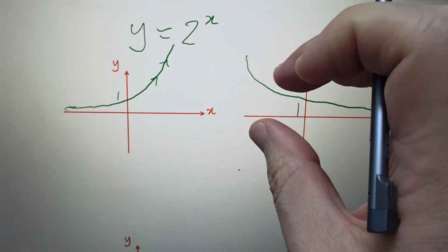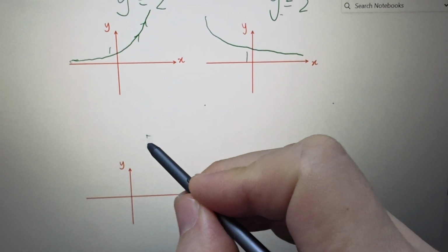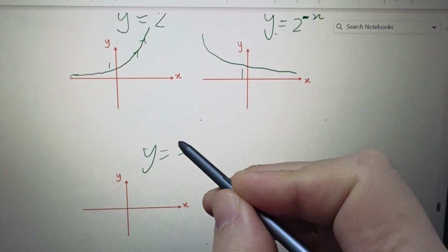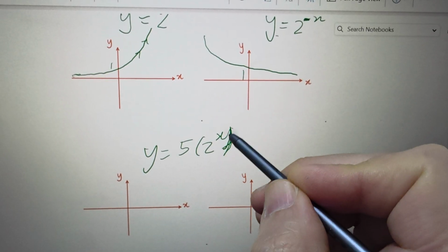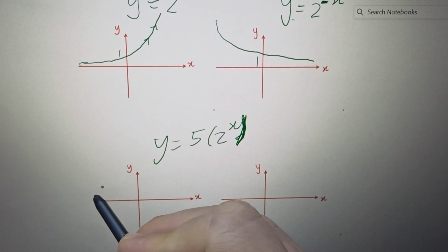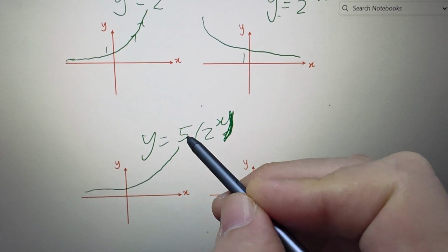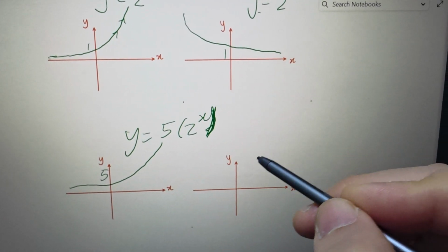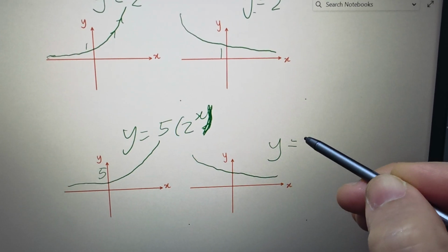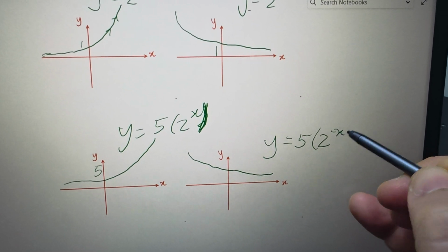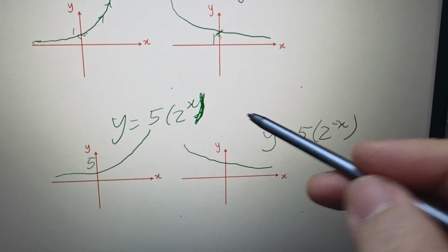But if there is another number, like y equals 5 times 2 to the power x, then the aeroplane graph is still aeroplane taking off. But instead of it being 1, it will be 5. I'll explain why later. Same here, you will land if it's y equals 5 times 2 to the power minus x. But instead of cutting at 1, it will cut at 5.